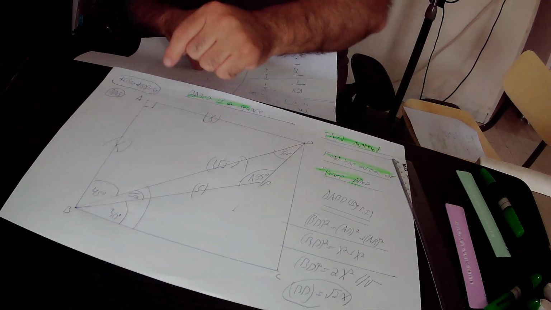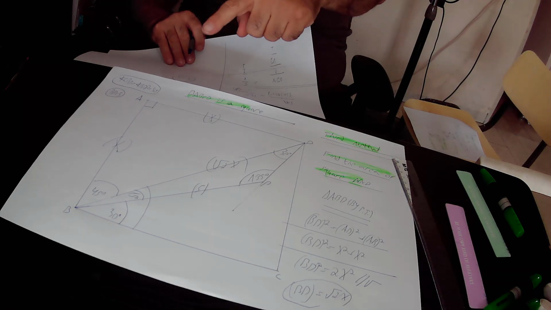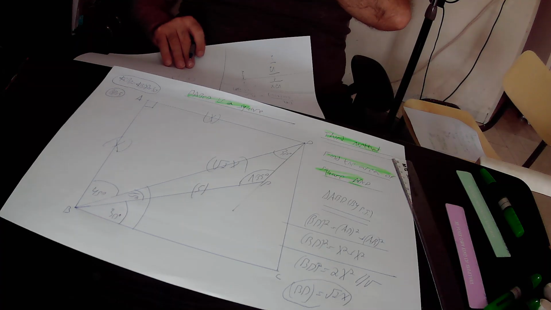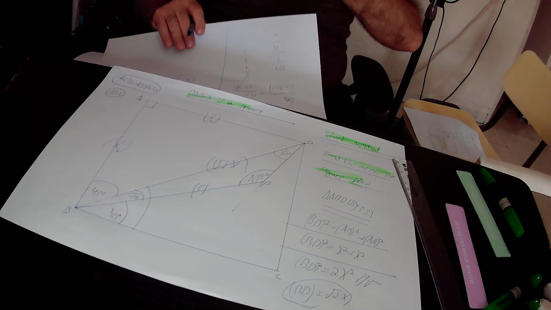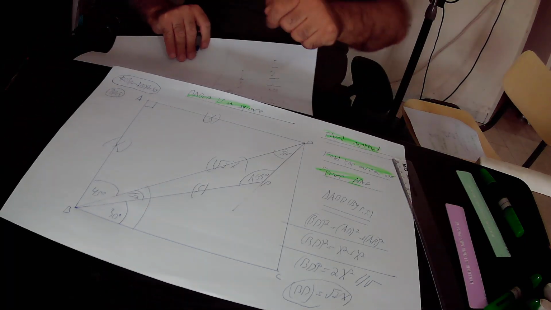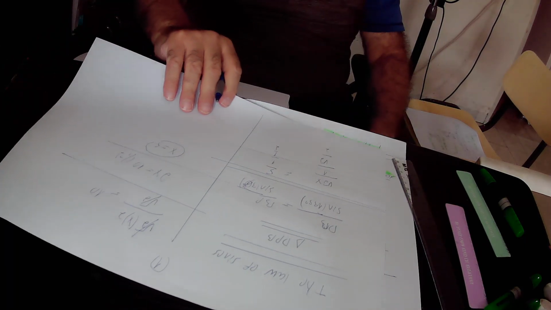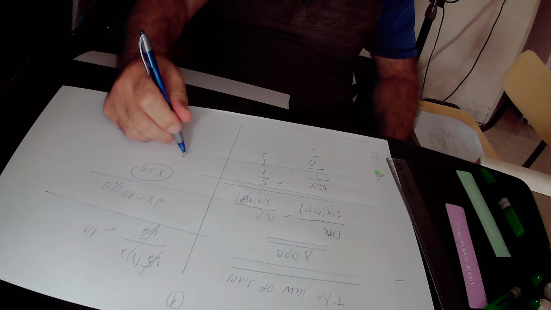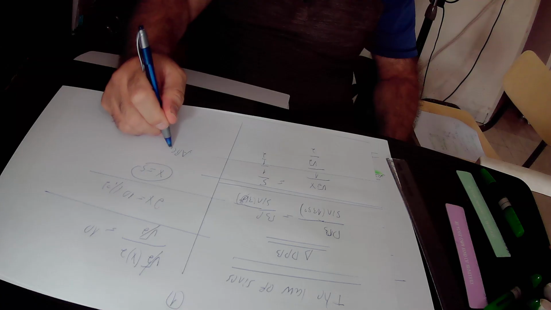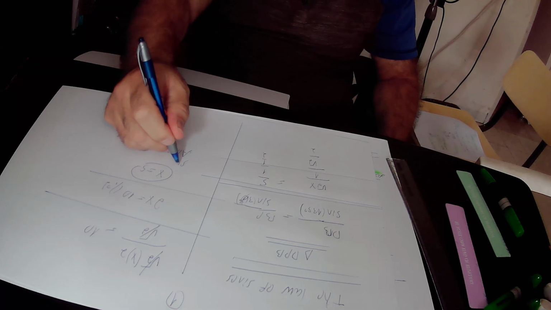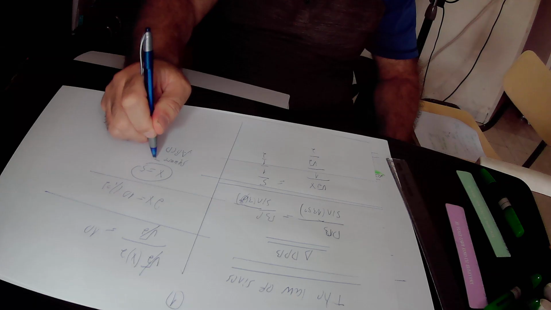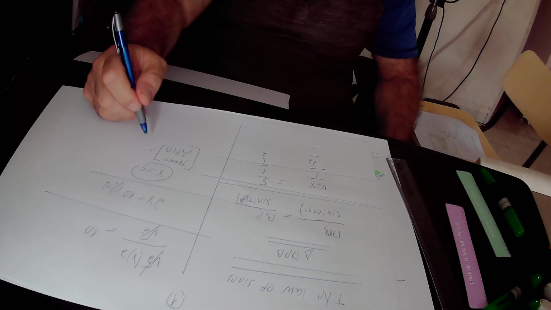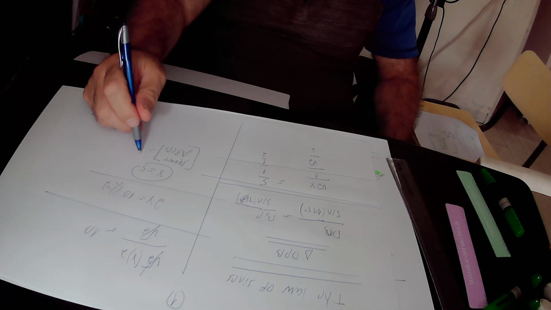So AB equals x, and x equals 5. So the length of one side of square ABCD equals 5 units inside. Now let's find the area of this square ABCD. The area of square ABCD equals the length of one side squared, that is x squared.